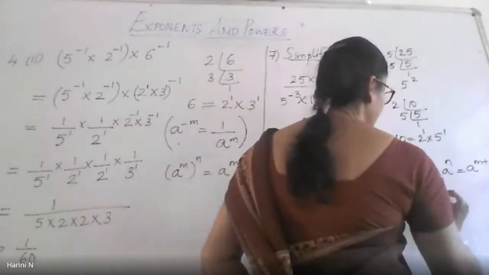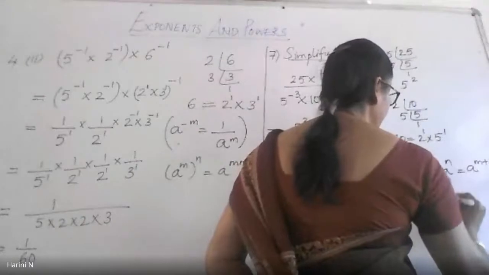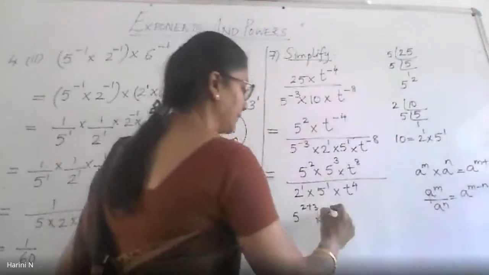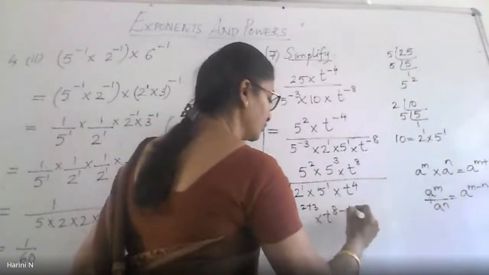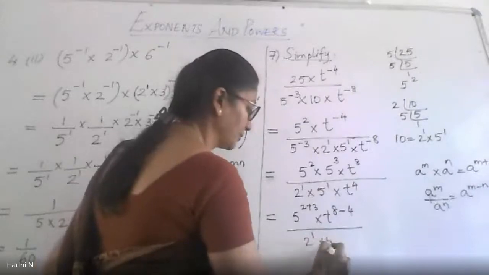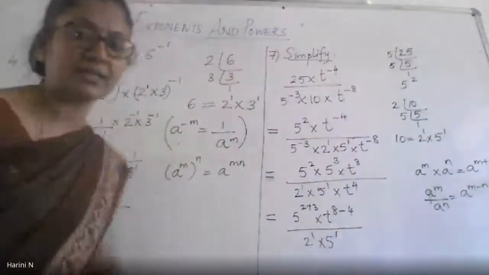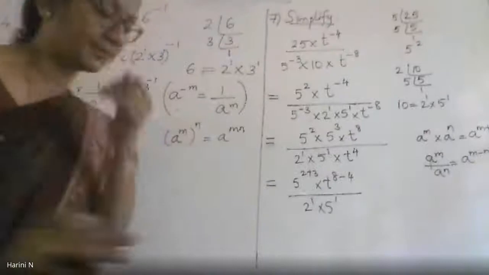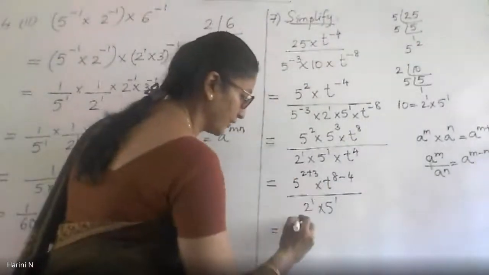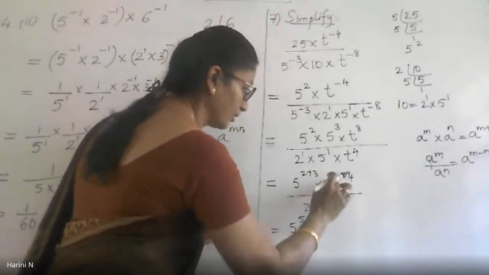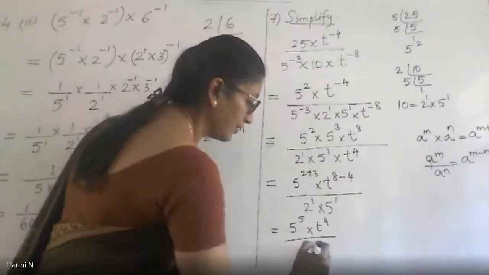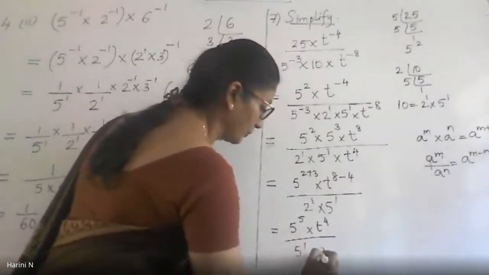That is a to the power m divided by a to the power n will be a to the power m minus n. So it will be t to the power 8 minus 4, all divided by 2 to the power 1 into 5 to the power 1. Alright? Then moving ahead. So you have 5 to the power 3 plus 2, which is 5 to the power 5, into t to the power 8 minus 4, which is 4, divided by 5 to the power 1 into 2 to the power 1.